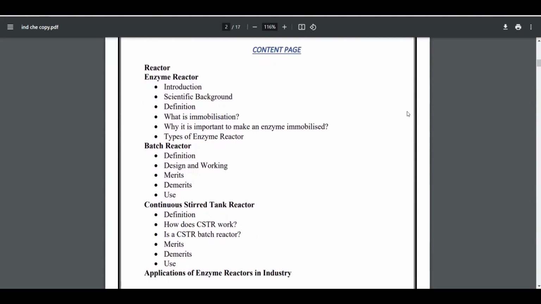Firstly, we're going to discuss the enzyme reactors: the basic general introduction, their scientific background, definition, and then I'm going to answer some important questions. And then the types of the enzyme reactors, which basically include the batch reactor, and then I'm going to talk about the construction and working of the batch reactors, their merits, demerits, and then the second type of the enzyme reactor, which is the continuous stirred tank reactor, their merits, demerits, working, and their application in the chemical industry.